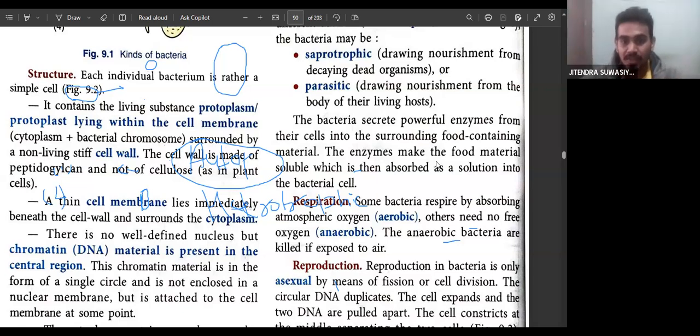The enzymes make the food material soluble, which is then absorbed as a solution into the bacterial cell. So bacteria generally secrete some enzymes, and those enzymes act on the food, and after that the food is converted into liquid, soluble form, and then the bacteria absorb that food into the bacterial cells. So this is how bacteria derive their nutrition. After that we have respiration.